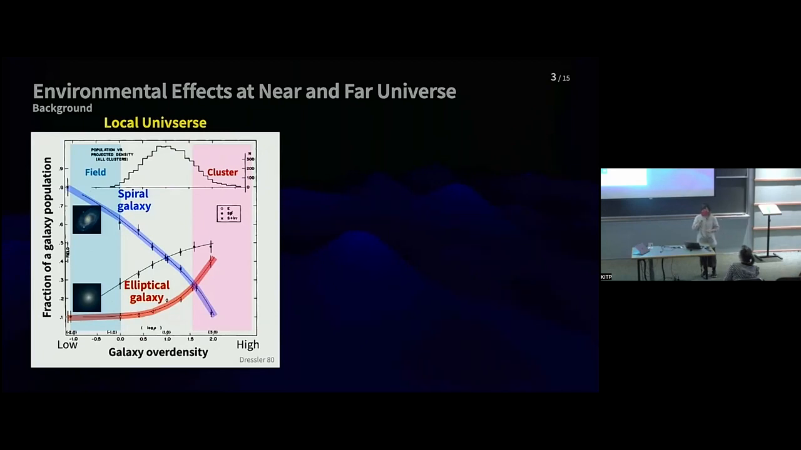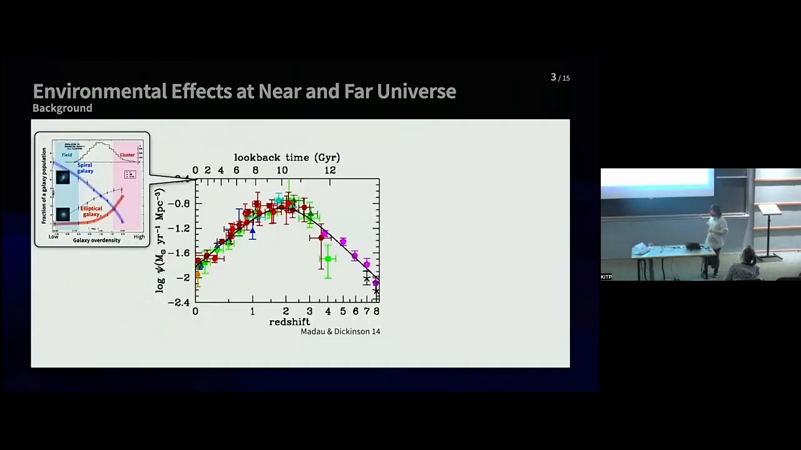Then the question may arise, when did those environmental effects appear? One key period for this question may be cosmic noon, because that time is the peak of star formation history in the universe, as you can see from this figure, and galaxies were shaped into what they are like today. However, previous studies on environmental effects at cosmic noon have been inconclusive.